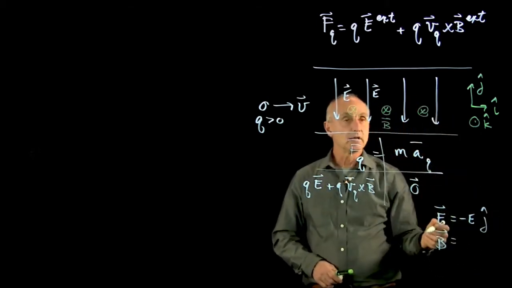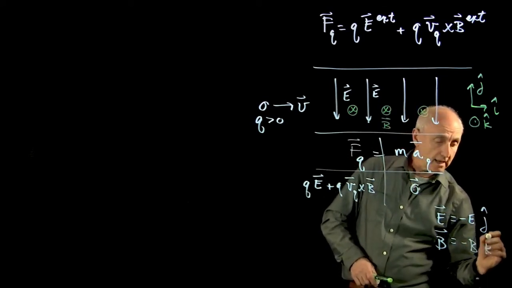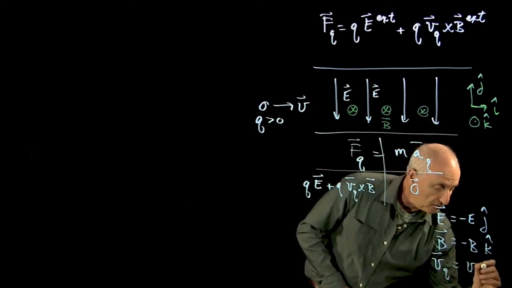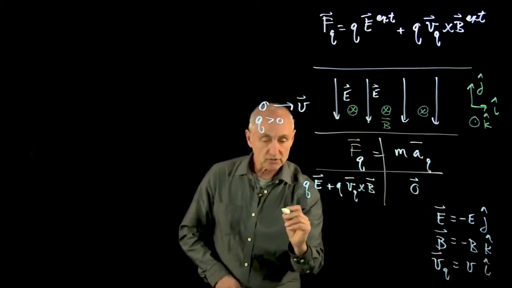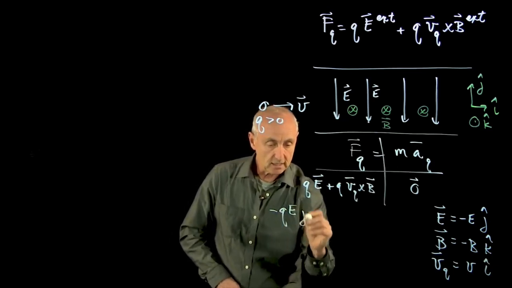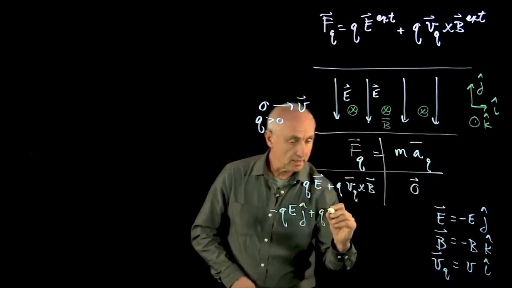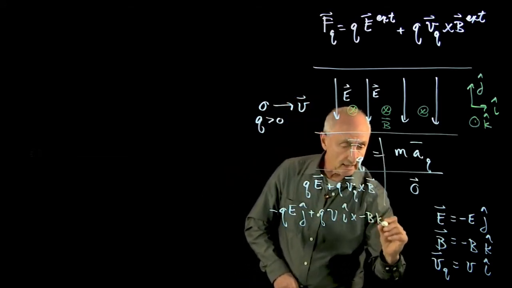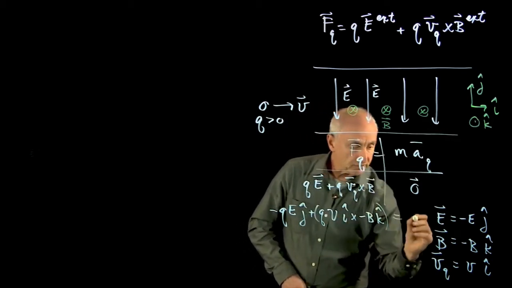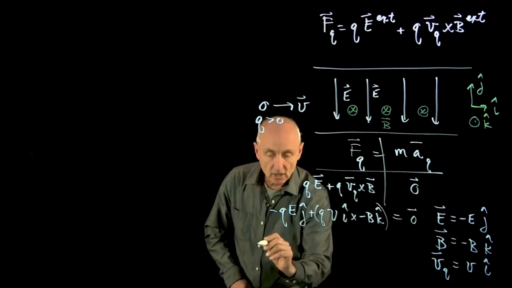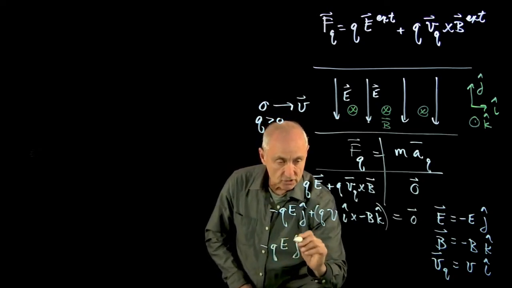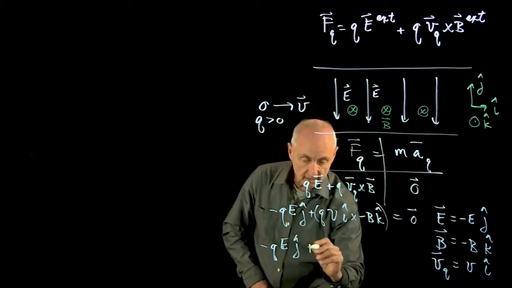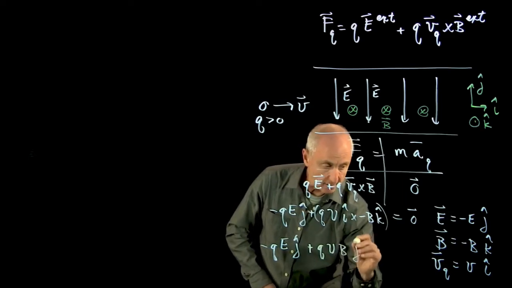The magnetic field is pointing minus B k hat, and the charged particle is moving with speed v in the i hat direction. And so we can put these in: qE j hat plus qv i hat cross minus B k hat, and we want this to be equal to 0. And what we see is we have qE j hat. i hat cross k hat is minus j hat, but another sign gives us a positive j hat.